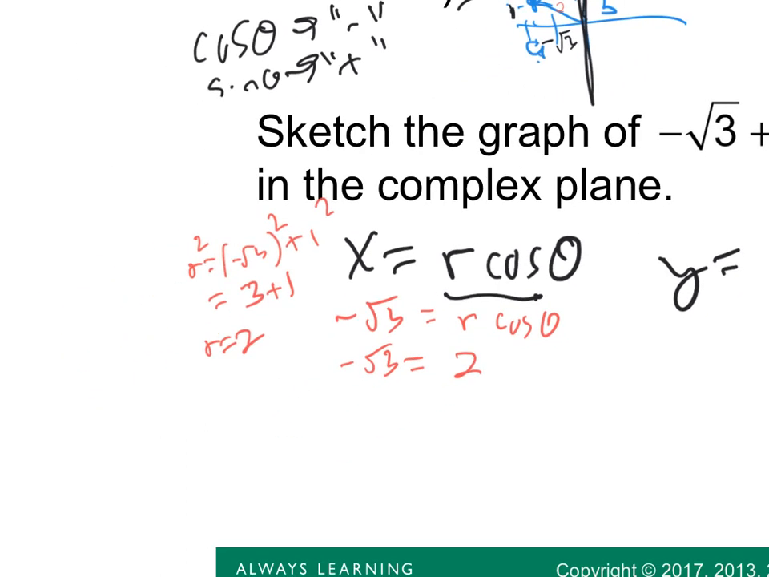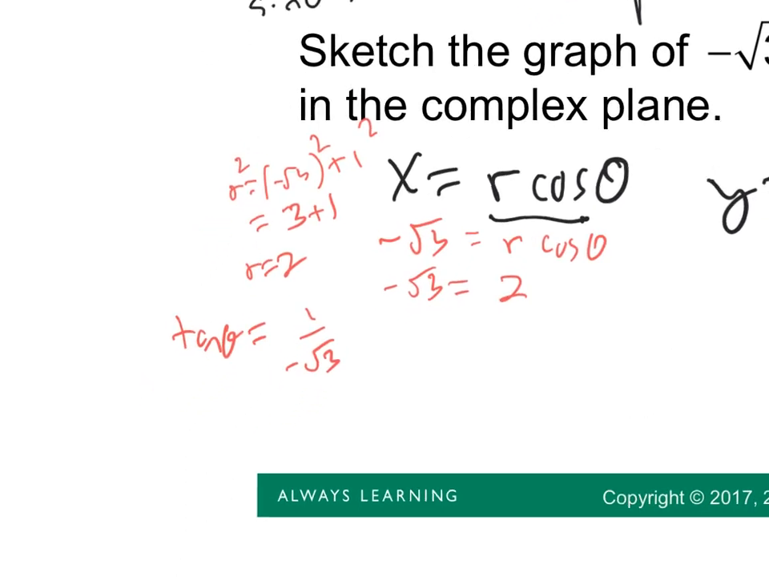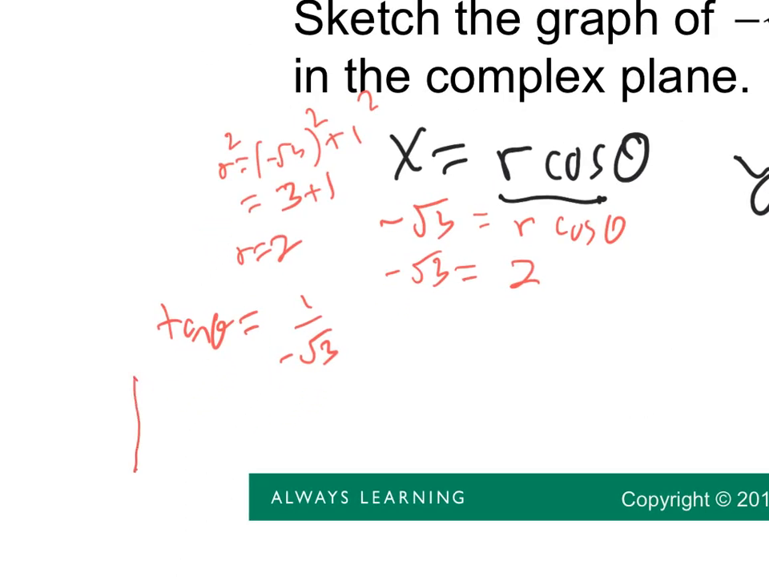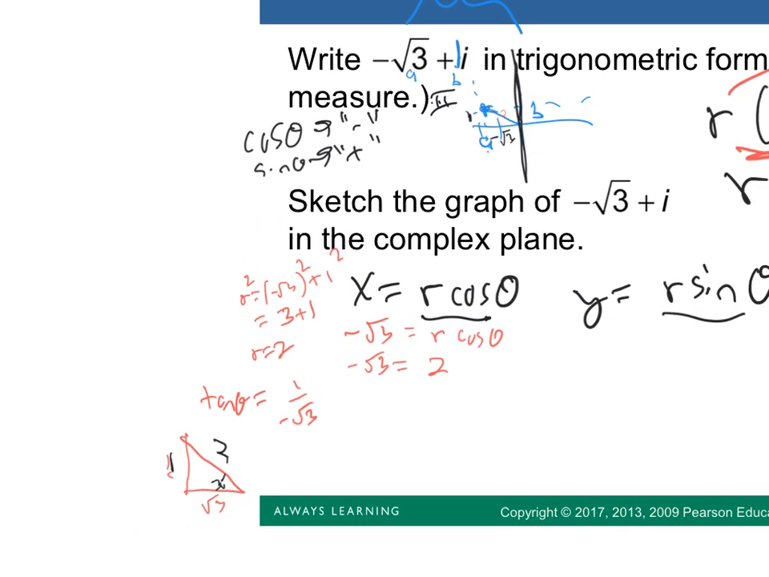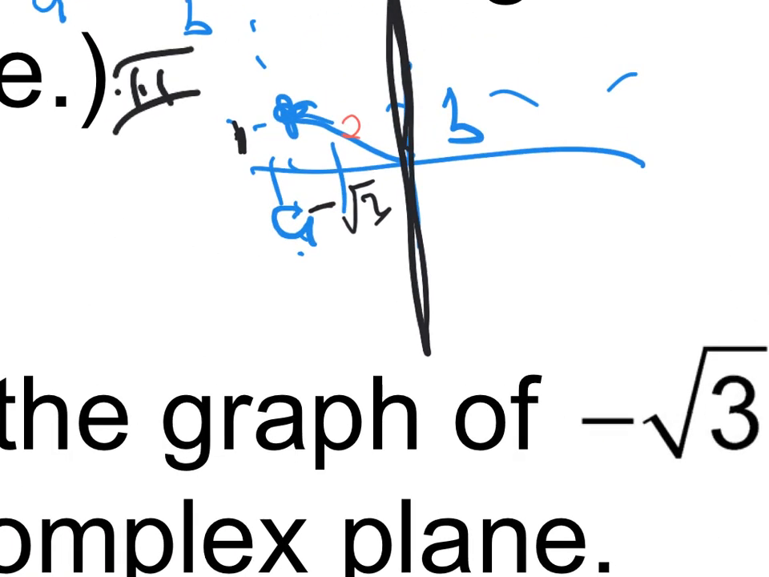Now I still need my theta. Well, tangent of theta equals my y over x. My y is a 1. My x is a negative square root of 3. And I have to ask myself, what triangle has 1 and a square root of 3? Oh, I remember that. That's a 1, 2, square root of 3 triangle. And the opposite, the 1, is a 30-degree angle. And I'm sitting in what quadrant? There it is. This is a 30.